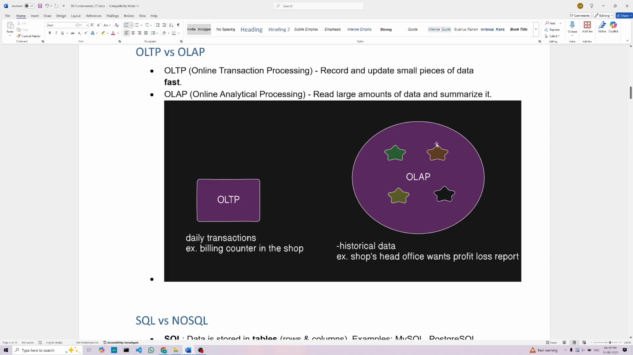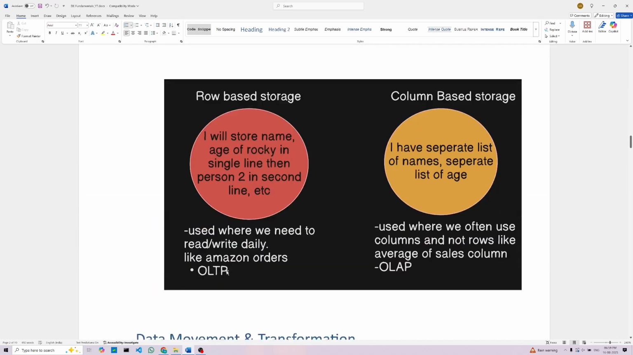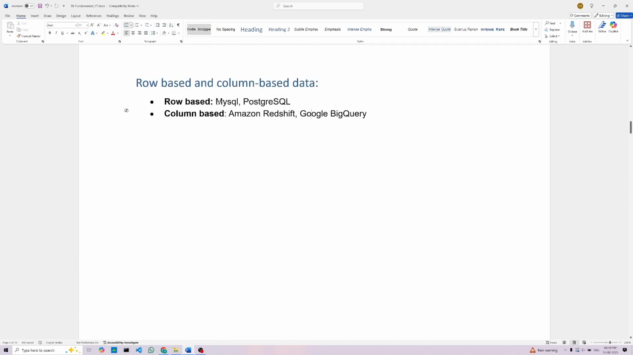So this is used sometimes and this is used daily. In case of OLTP we will use row based, in case of OLAP we will use column based storage, and these are examples of database systems. MySQL and Postgres are row based, and Redshift and BigQuery are examples of column based. These are examples of OLAP systems, and these are examples of OLTP systems.